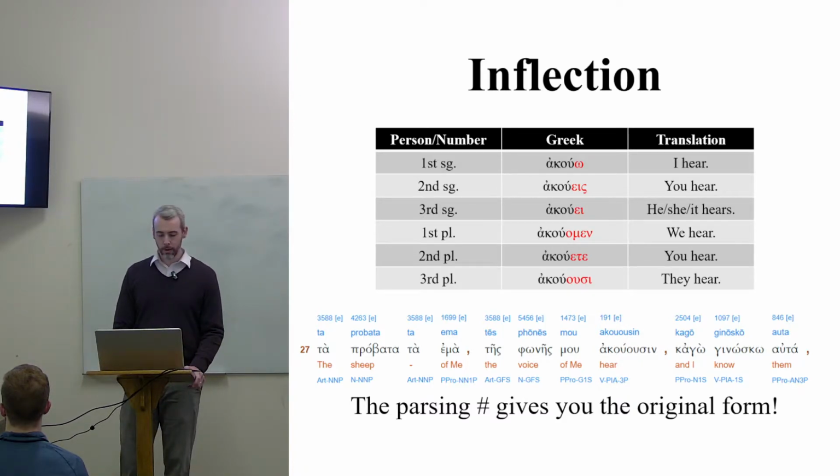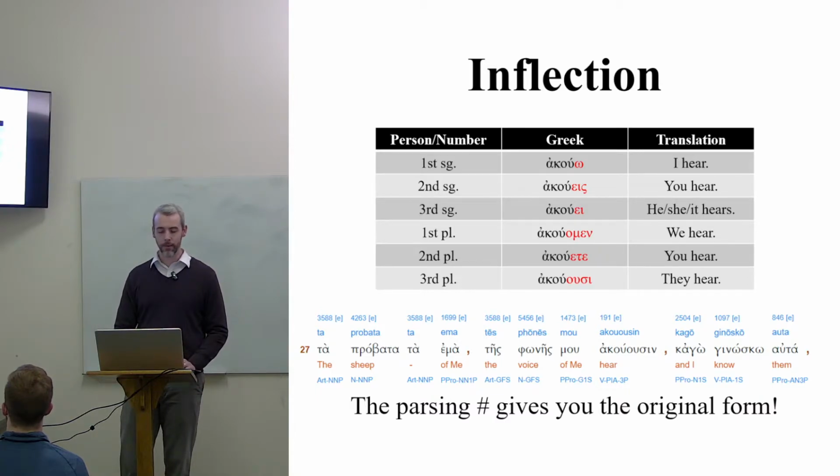All right, so for example, when we look at this sentence here, ta probata ta ema, the sheep, that is of me, actually the sheep, the mine, my sheep. It's more emphatic than just ta probata mou, which is what we have seen for my, the sheep of me.